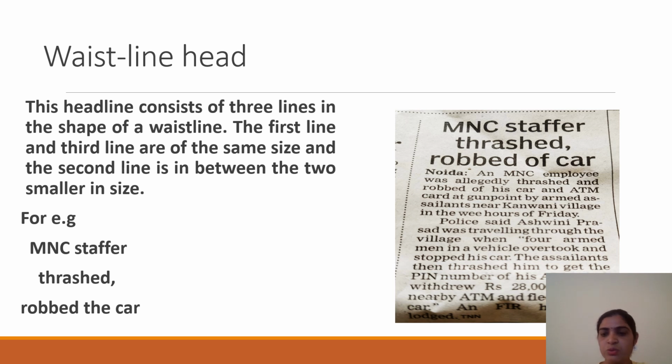Another headline which is very commonly used is called the waistline headline. So generally it consists of three lines which create the shape of a waistline, like the waistline of a human being. The first line and third line are of the same size, and the second line, which is in between the two, is smaller in size. You can clearly see the differences in the shape of the lines.